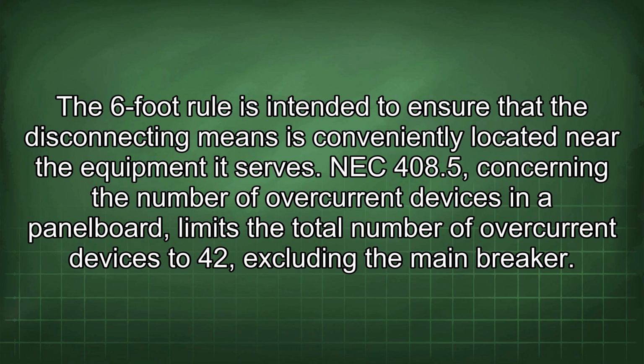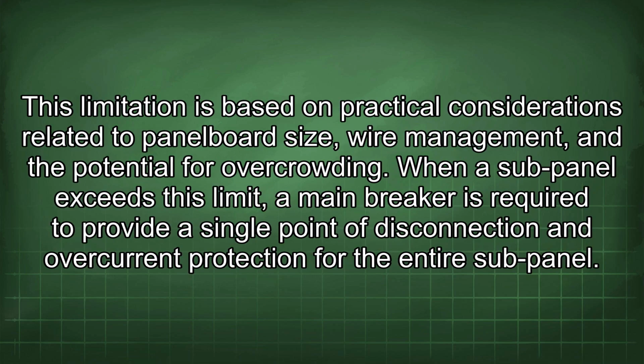NEC 408.5, concerning the number of overcurrent devices in a panel board, limits the total number of overcurrent devices to 42, excluding the main breaker. This limitation is based on practical considerations related to panel board size, wire management, and the potential for overcrowding. When a subpanel exceeds this limit, a main breaker is required to provide a single point of disconnection and overcurrent protection for the entire subpanel.